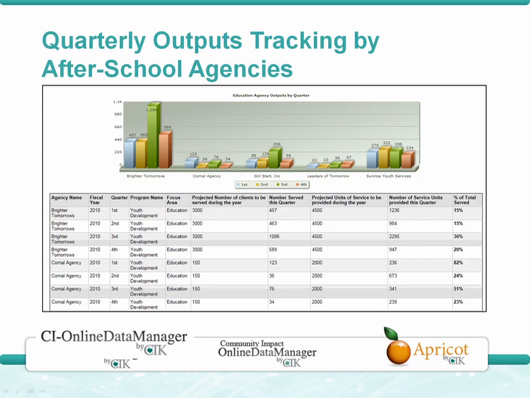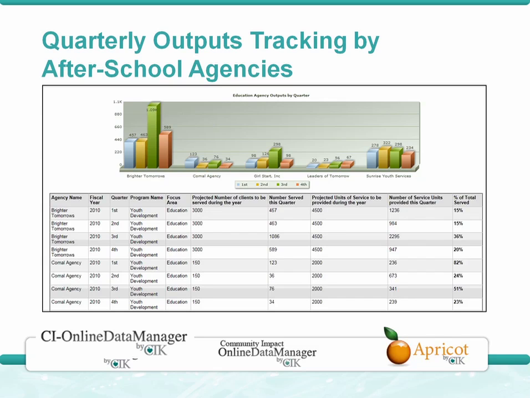One of the things you can see very quickly is that this agency, Brighter Tomorrows, in the first 2 quarters was only at 15% of the total. Unless it's a special summer program, they should have been doing at least 25% each quarter to meet their goal relative to the number of youth served. You can track that very quickly, and then see that by the 3rd quarter they caught up because they had a large enrollment. So you can make those mid-course corrections.